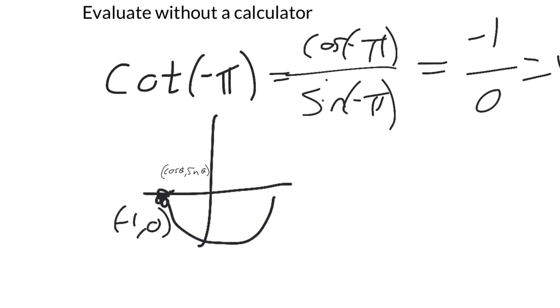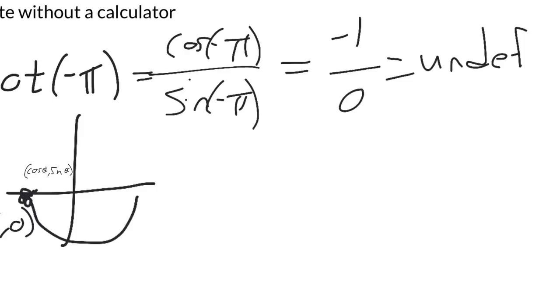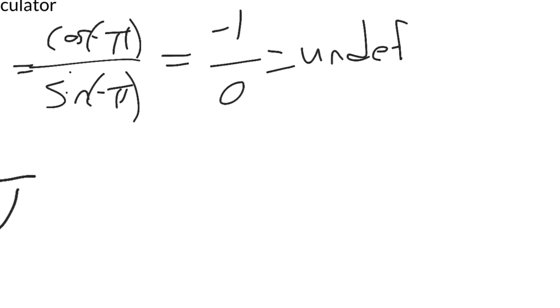So cotangent of negative pi, that's the same thing as asking cosine of negative pi over sine of negative pi, because that's the reciprocal of tangent. Oh gosh, I said cosine. Cotangent of negative pi. That's cosine of negative pi over sine of negative pi. When we found those values by thinking of the x-coordinates, we got an undefined answer. So our answer is undefined.